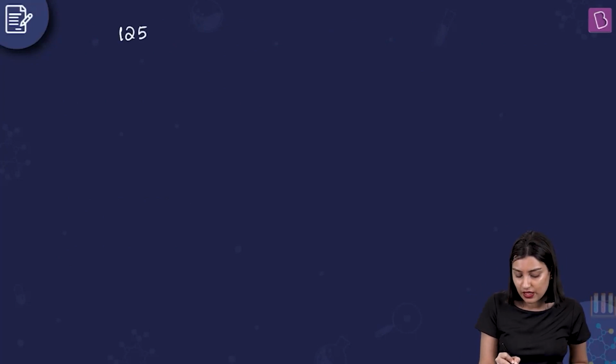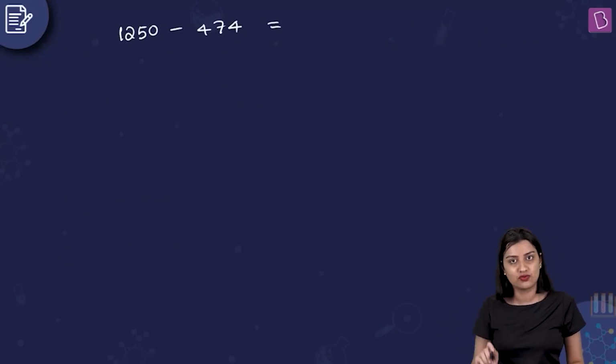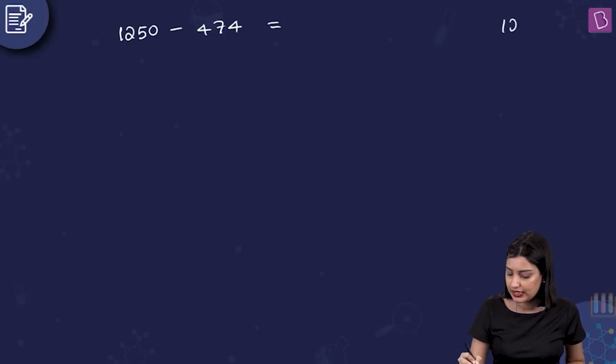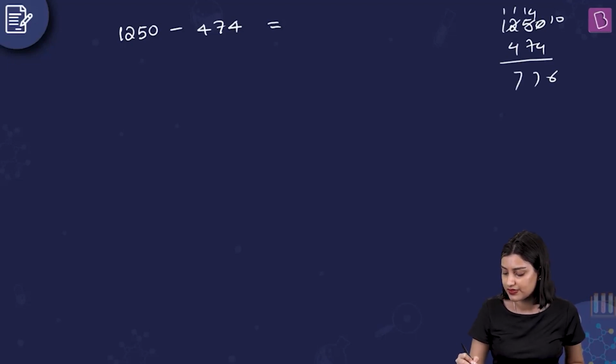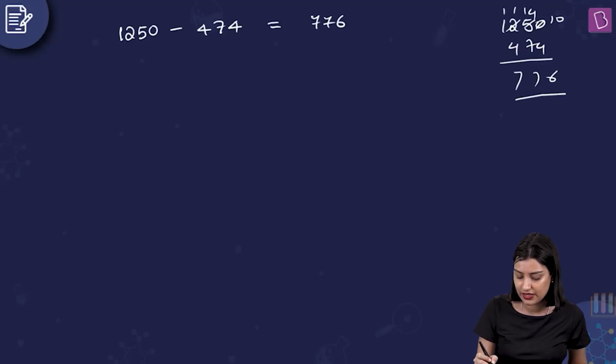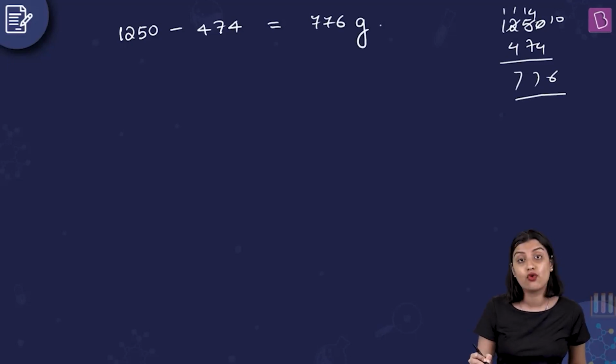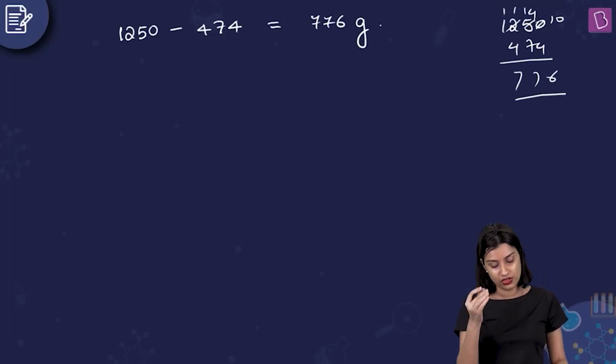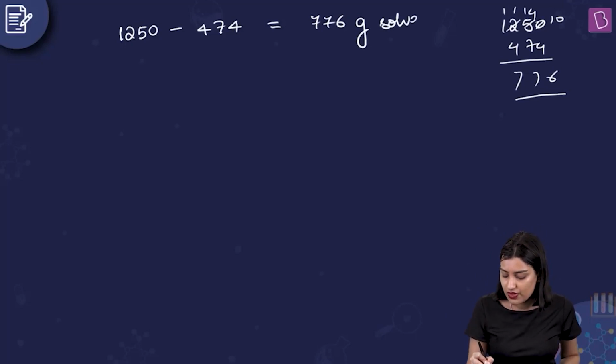Now, I said that in 1250 grams, you have 474 grams of Na2S2O3, which means the rest of it is water. Agree? So when you calculate, what will you get? I'll quickly calculate it here. 1250 minus 474 gives 776. So here you're getting 776 grams of solvent. What is your solvent? Water. Even if it were any other solvent, doesn't matter. You have 776 grams of solvent.